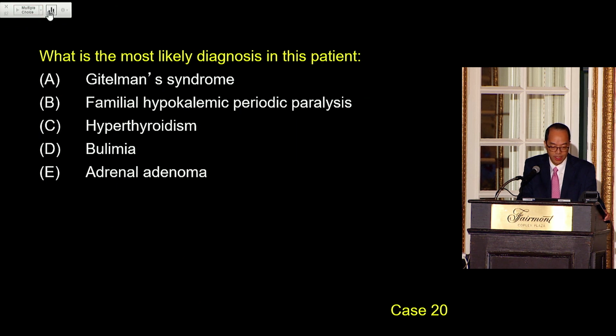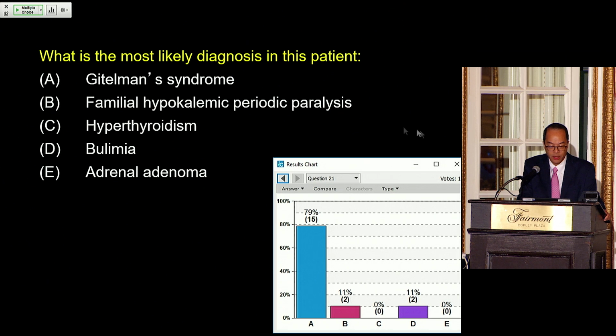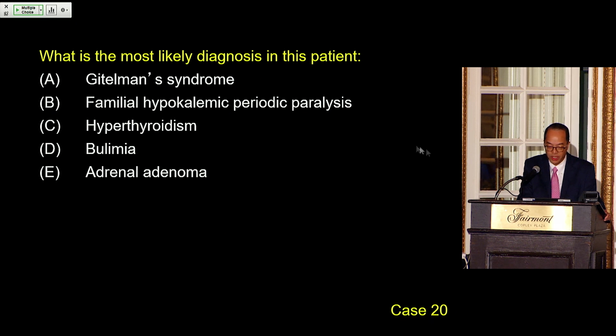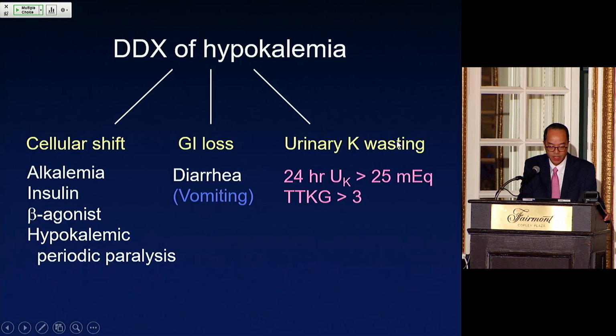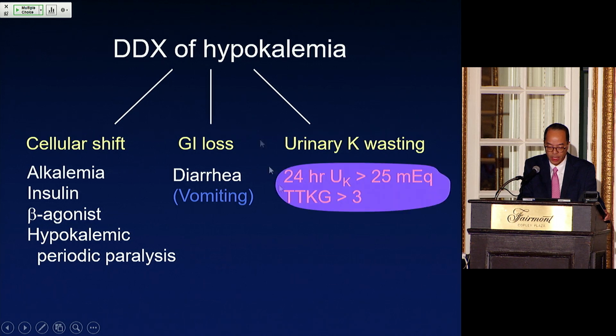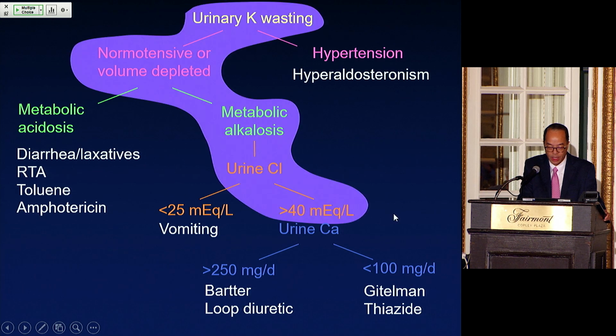Okay, let's see what you guys thought. Okay, so most of you thought Gitelman's, which I think is exactly right. So again, here's a patient that has urinary K wasting. They're normotensive, with metabolic alkalosis, and they have a very high urine chloride. So it's either diuretic abuse or Gitelman's or Bartter's, and in this case, Gitelman's was the best choice.